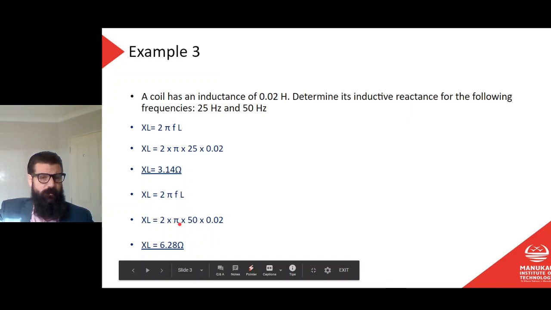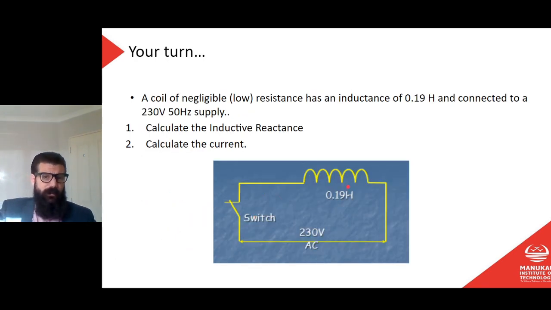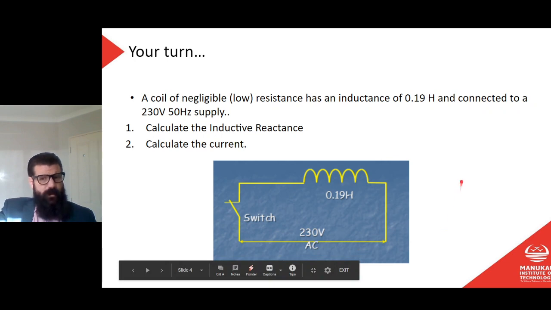And then we can see if we go through the next example, we change the frequency from 25 to 50. And then the answer is doubled. 3.14 becomes 6.28. So we've doubled the frequency, we've doubled the inductive reactance. Your turn, have a look at that example, see if you can work that out. 2 pi FL is your formula.